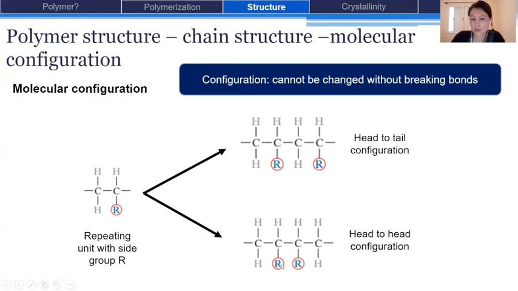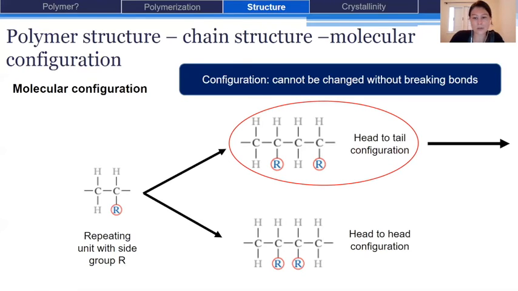Or the group R will be adjacent in these two repeating units. In that case, we will say that we have a head-to-head configuration. And so configuration means that we have the same atoms, but in different sequences along the polymer chain.